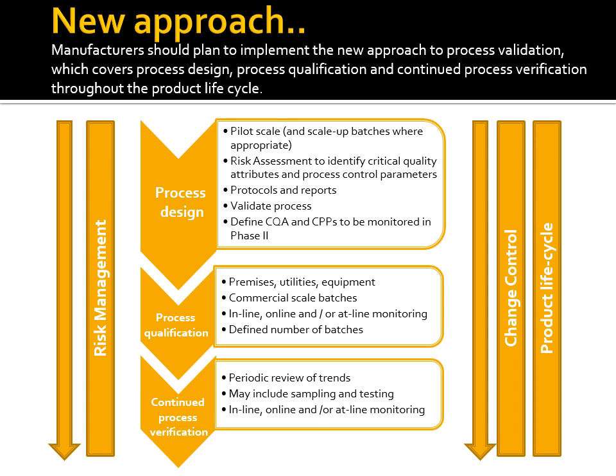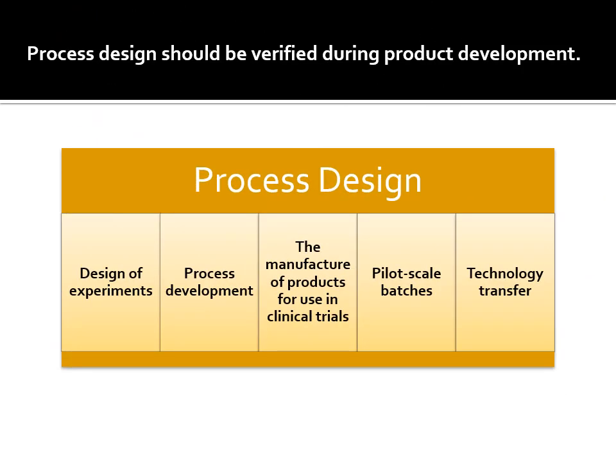Pharmaceutical companies are implementing the following approaches to improve efficiency and increase productivity. First, let us see about the first stage, process design. Process design should be verified during product development. Process design should normally cover design of experiments, process development, the manufacture of products for use in clinical trials, pilot scale batches, and technology transfer.